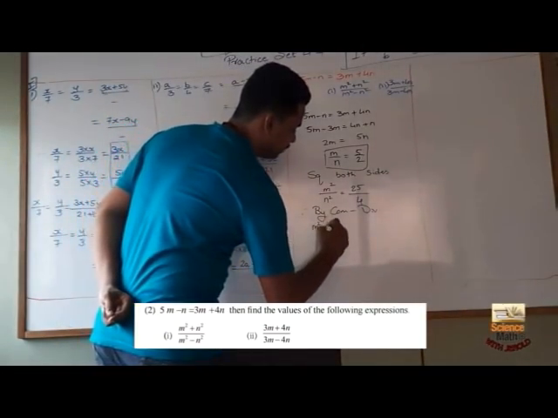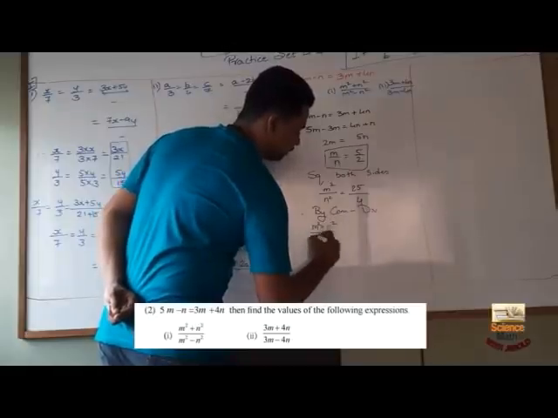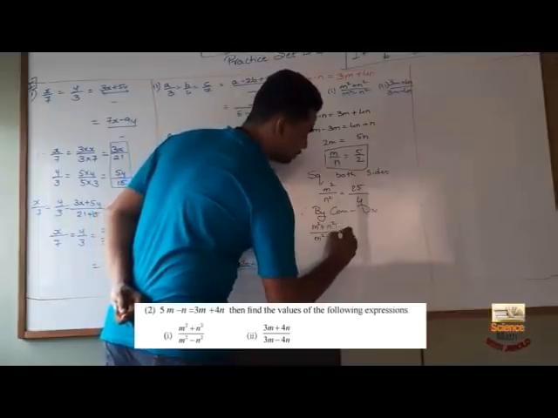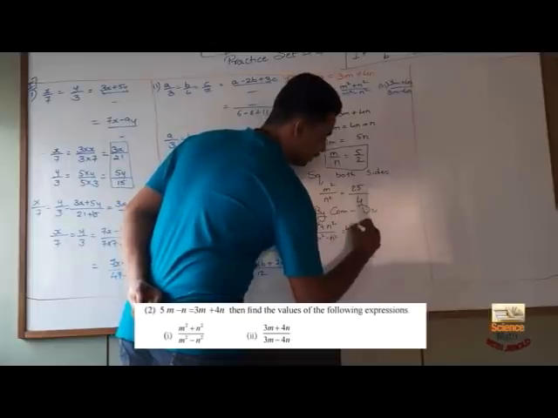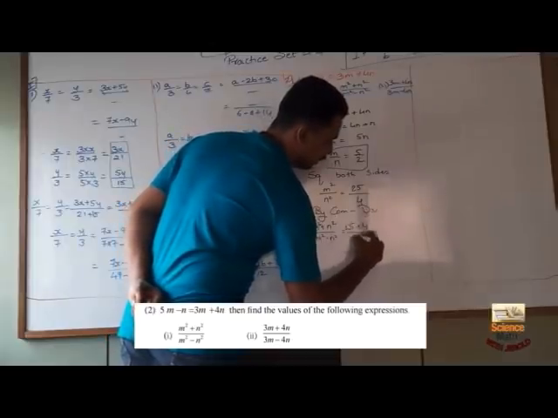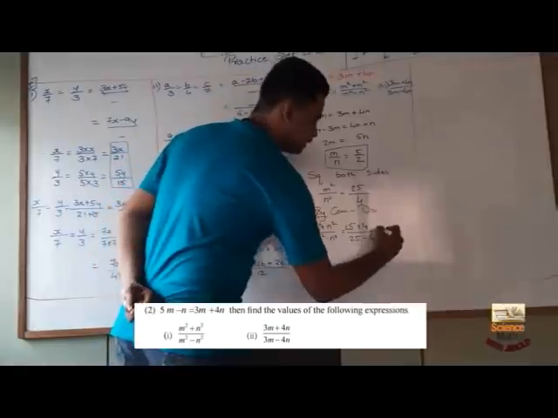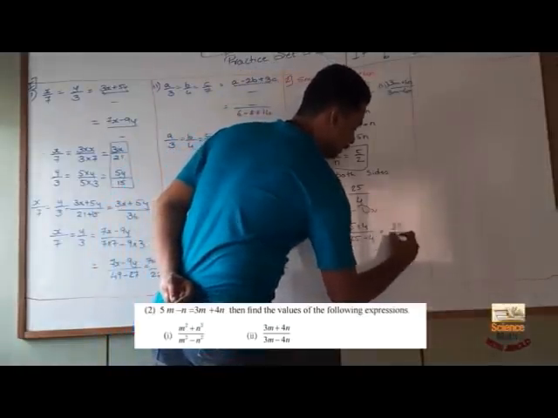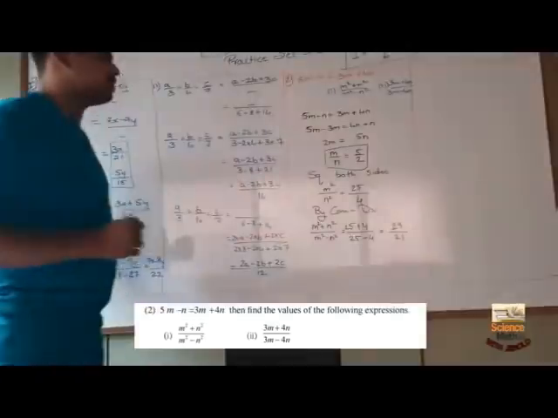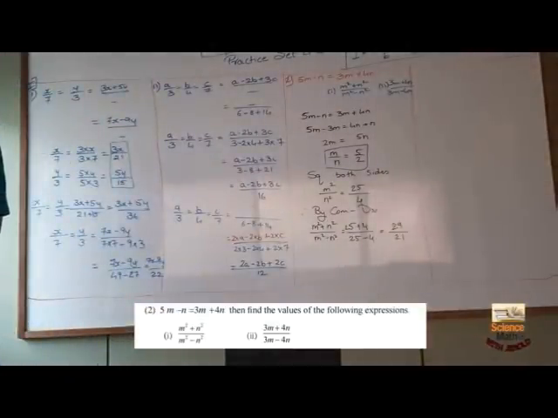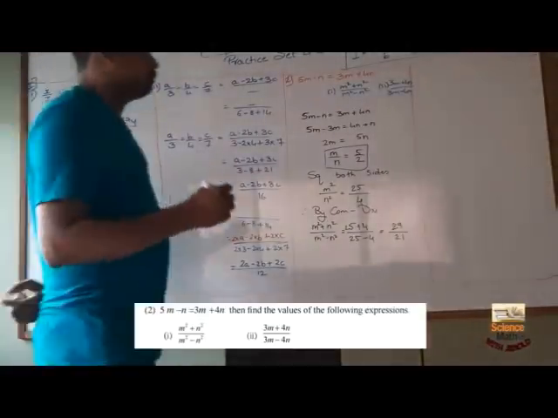Therefore (m² + n²)/(m² − n²) is equal to (25 + 4)/(25 − 4), which is equal to 29/21. This is my answer for the second question's first part. Now to the second part.